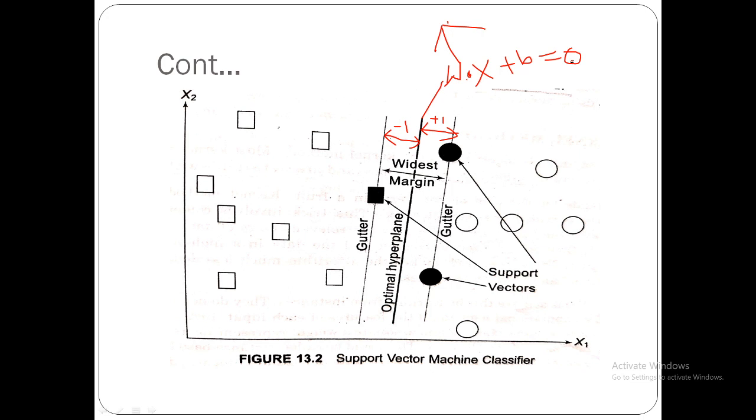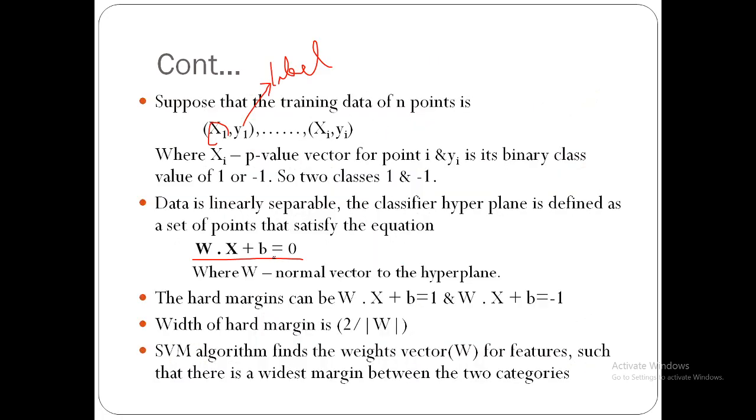See, in this there are two classes here. One positive class is there, one negative class is there. For this, we are going to find another two equations. That is going to become w·x plus b equal to +1, and w·x plus b equal to -1. Two classes we are going to generate.